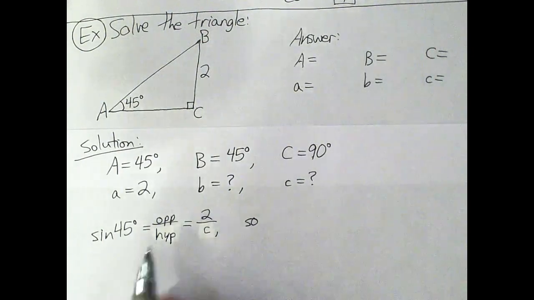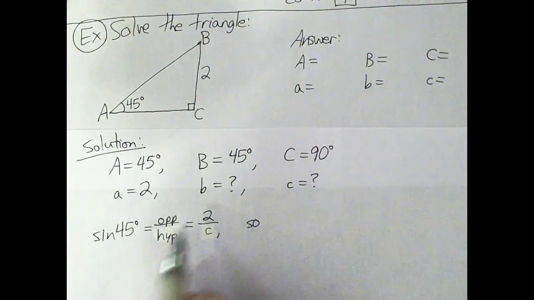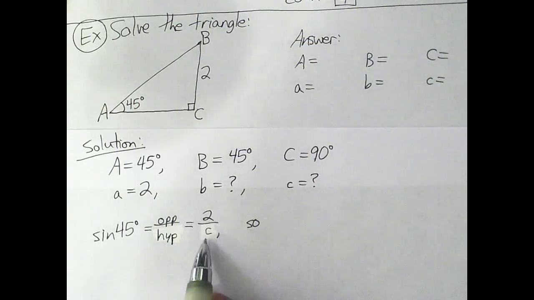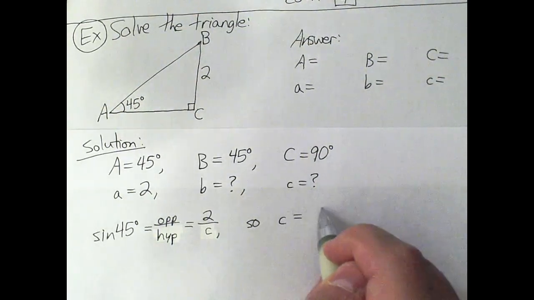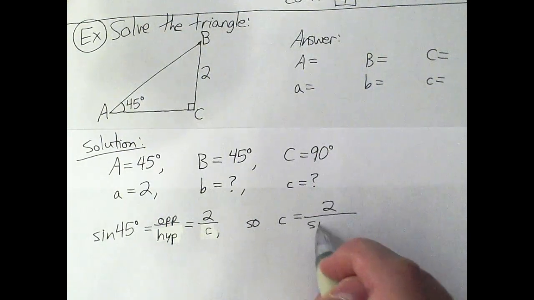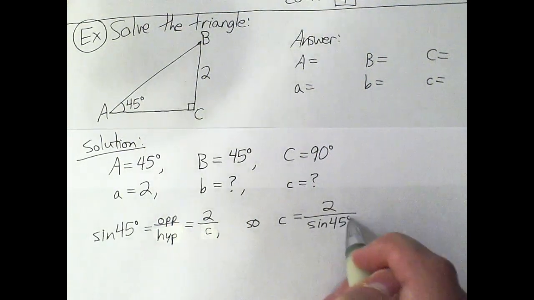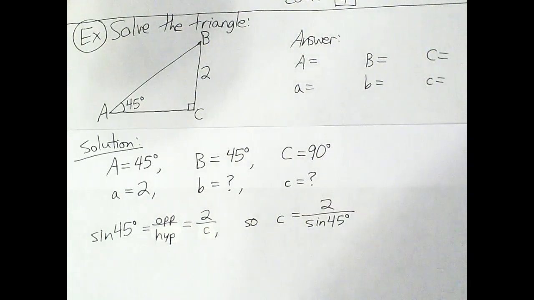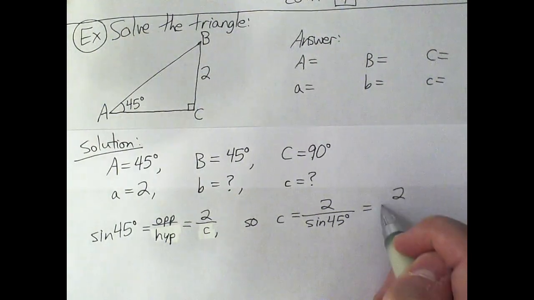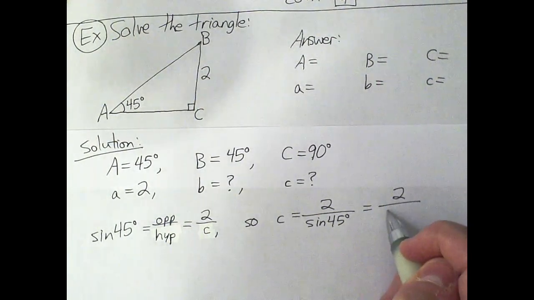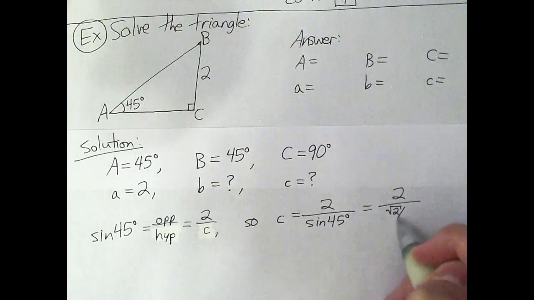All right, so what have we got here? Sine of 45 degrees equals 2 over c. So we're going to use this to find c. c is 2 over sine of 45 degrees. We know what sine of 45 degrees is, right? Because we did it earlier today. You could convert to radians if you want, but I think we already did this, and we found that this was root 2 over 2.